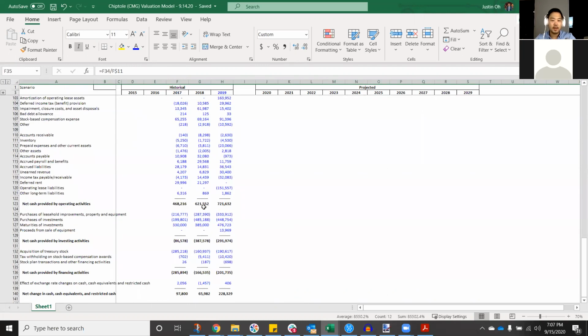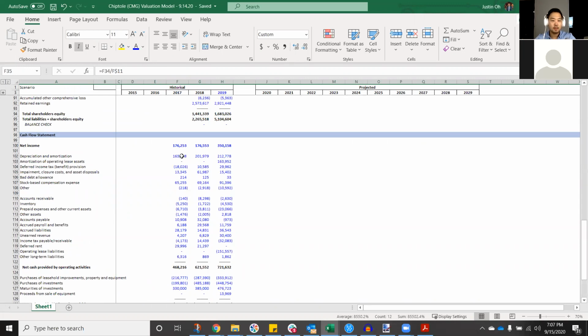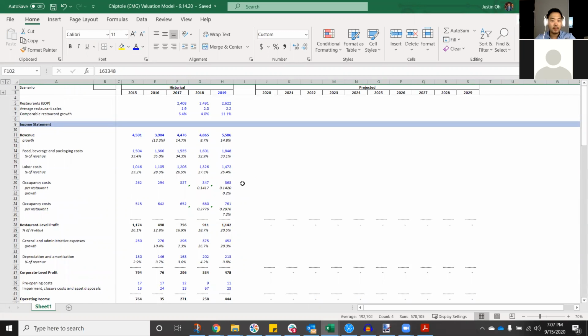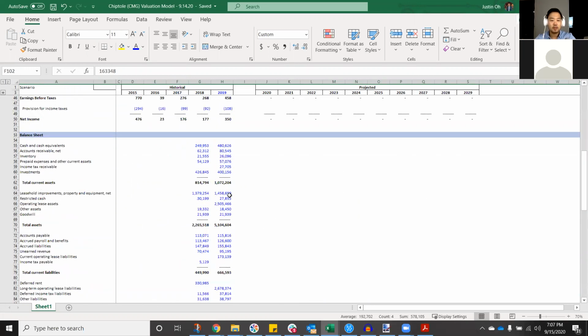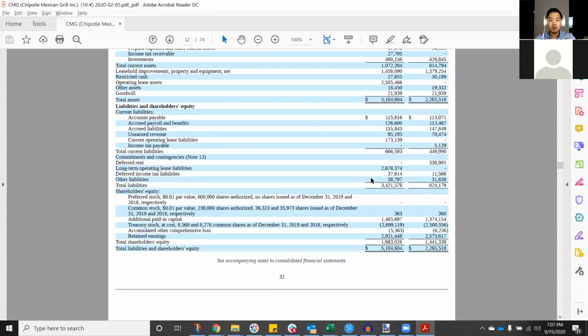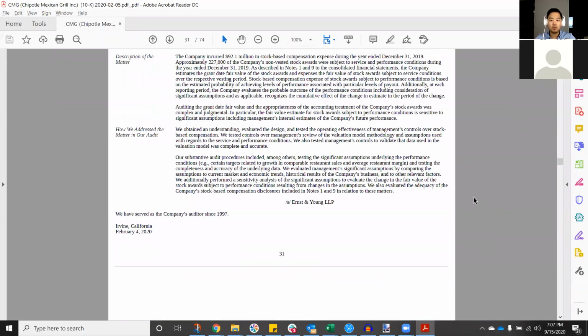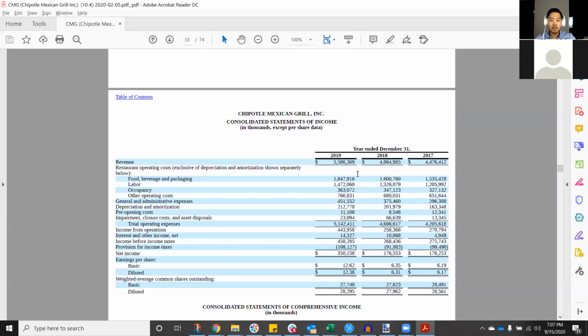We want to tick and tie that to this D&A, 163. Okay, so it does. But what I forgot to do is make sure all of my units are the same. What I had done on the income statement is this is all in thousands, and I did it in millions.